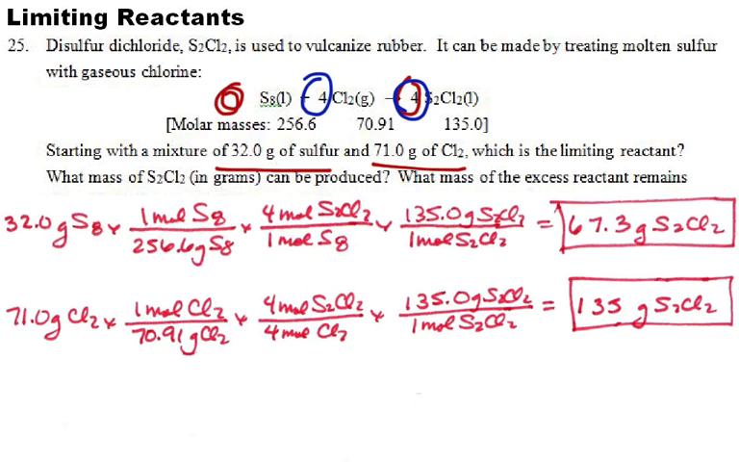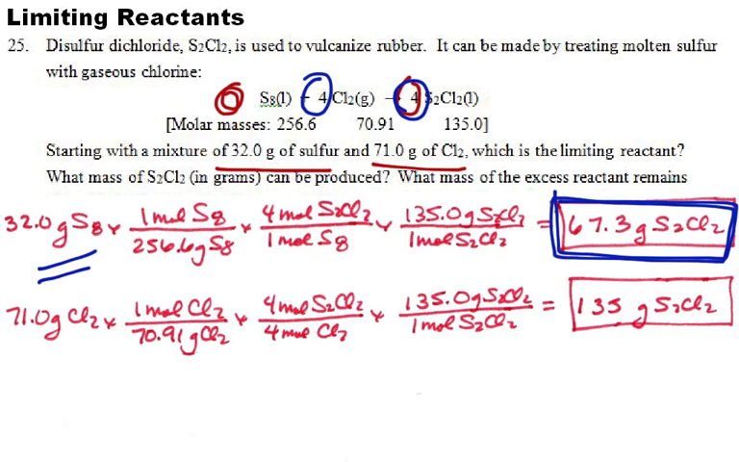So we can see by this that the real answer, the true answer, is the 135. No, it isn't. The true answer is the 67, because that's the smaller of the two answers. And to answer the question, what is the limiting reactant? The limiting reactant is going to be the sulfur.